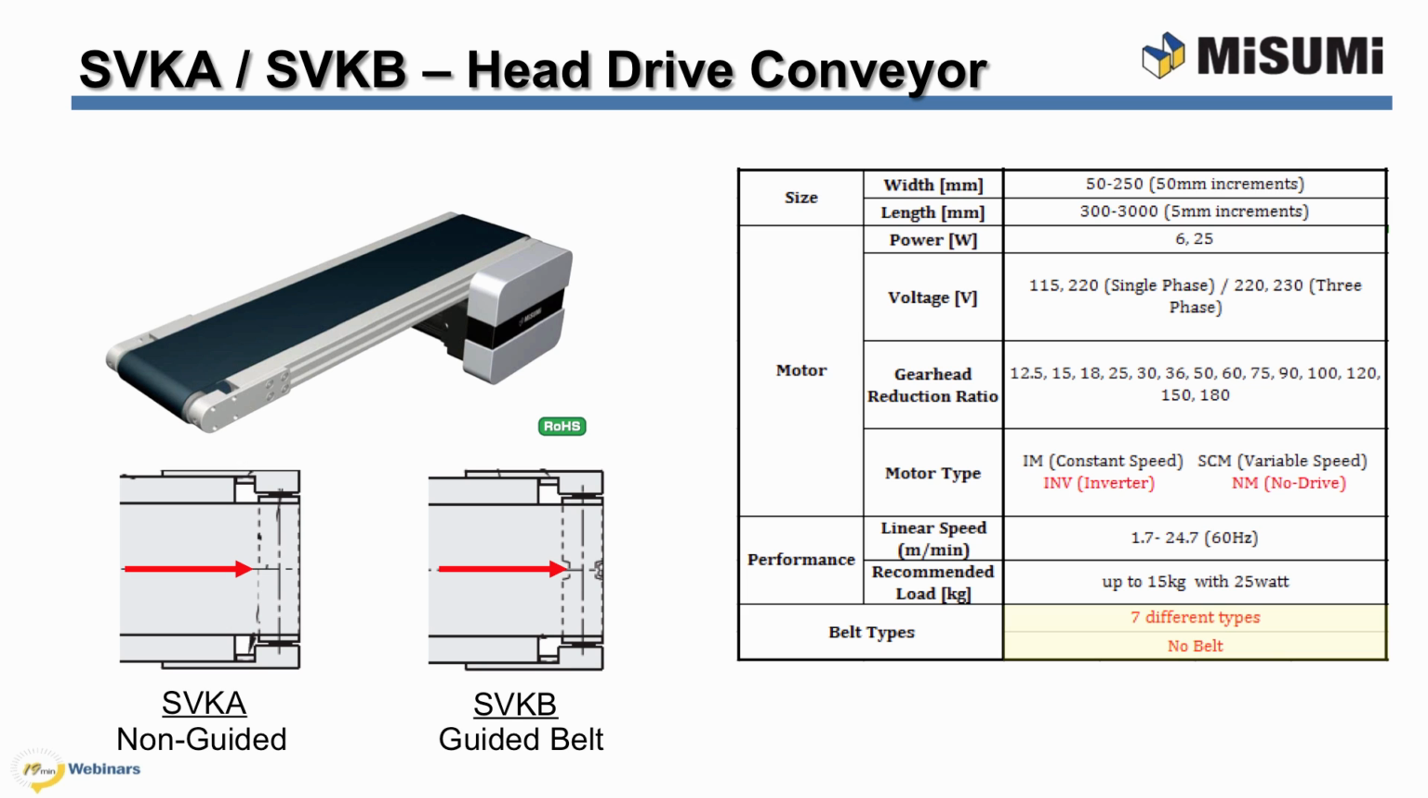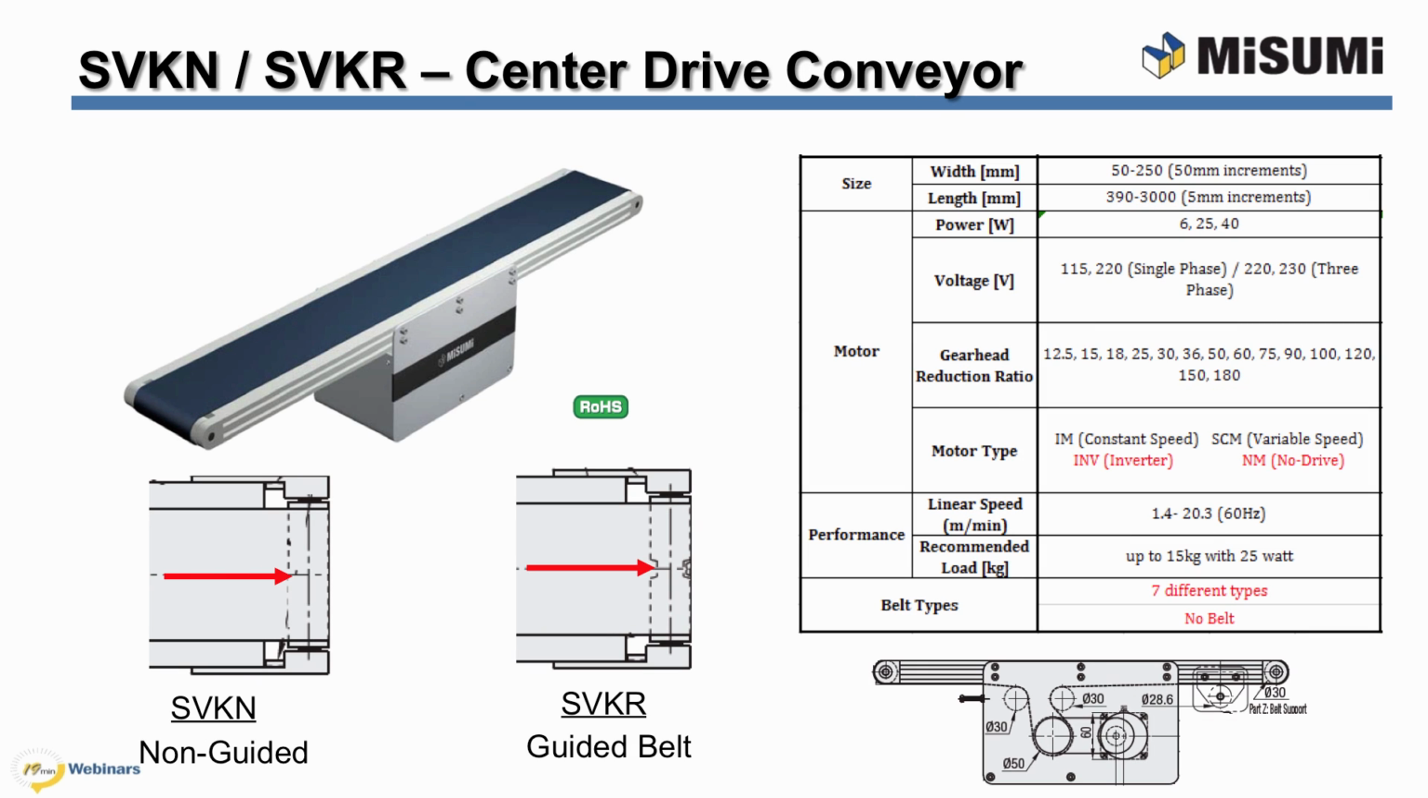Please note that voltage options, gearhead reduction, motor type, and belt types will be the same for all of our flat belt conveyor. SVKN and SVKR is very similar to the SVKA and SVKB series. However, as we can see, this series is a center drive conveyor. Much like the previous series discussed, SVKR series utilizes a guided belt. Width is also configurable with 50mm increments.